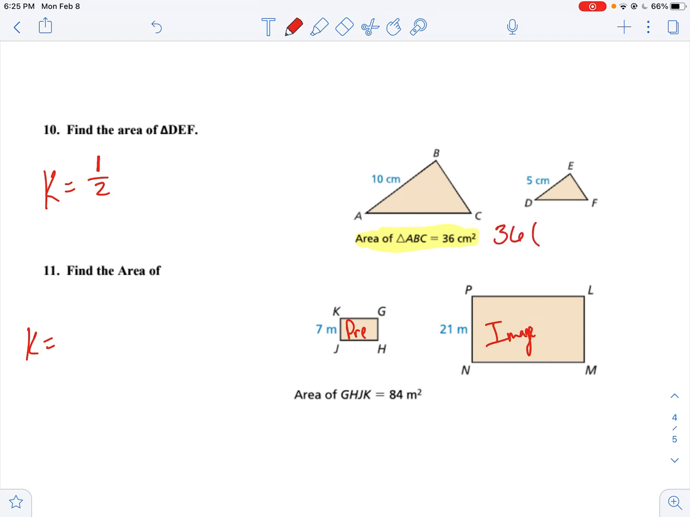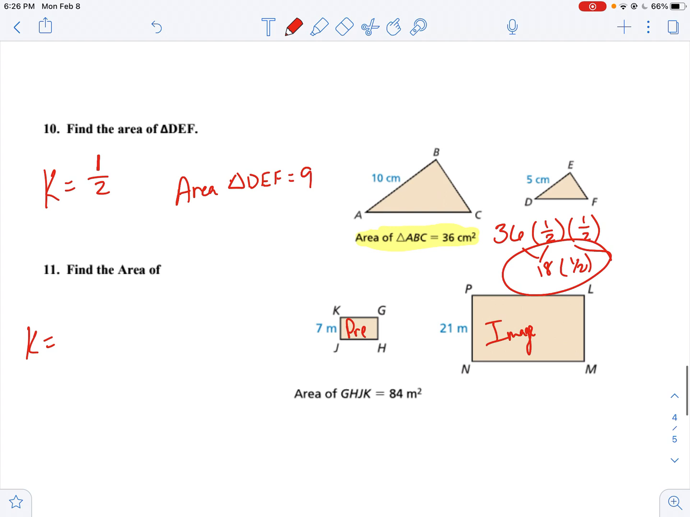So I would take 36 times 1/2 squared, or 36, multiply that by 1/2, and then multiply that by 1/2. So let's think. 36 times 1/2 is 18, times 1/2. This area of, what is it, DEF. So triangle DEF would be 9. 18 times 1/2 is 9 square centimeters.